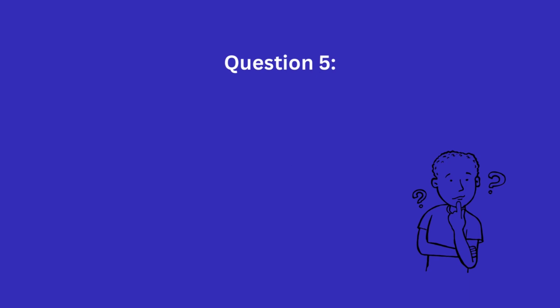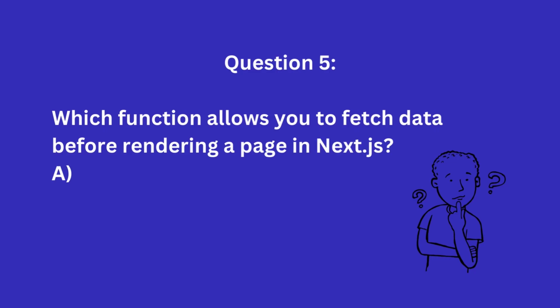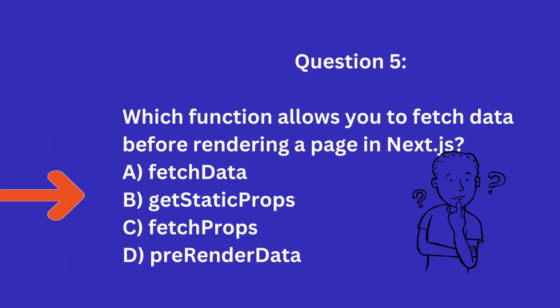Question 5. Which function allows you to fetch data before rendering a page in Next.js? A. fetchData. B. getStaticProps. C. fetchProps. D. preRenderData. Correct answer, B.